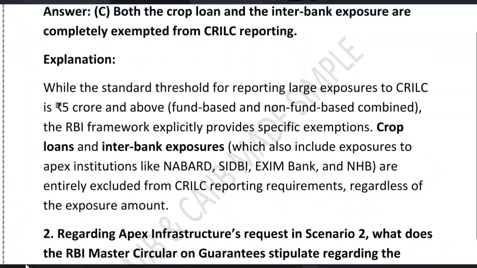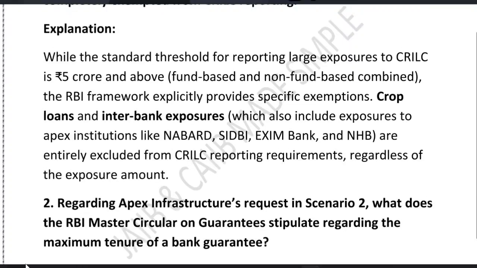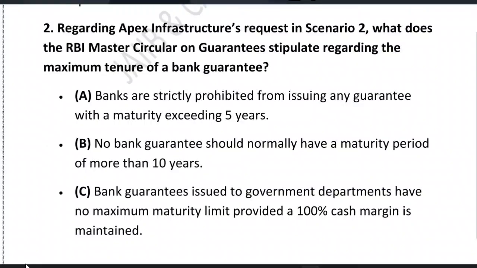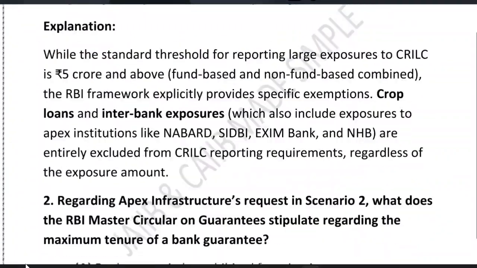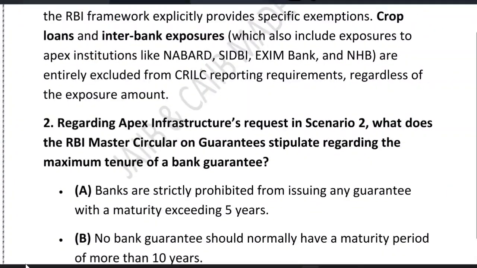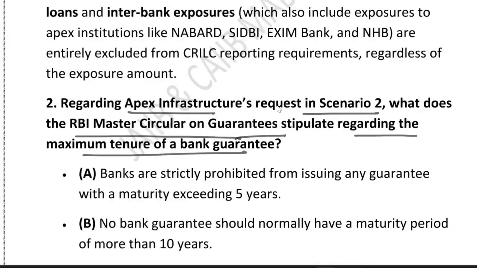Now, friends, have a look at the next concept that we have. The next concept is the 10-year limit on bank guarantee. That is what the question is based on. Let me first show you the scenario. In this particular question, question number two, which is part two of our previous question, the question is regarding the Apex Infrastructure request in scenario two. What does the RBI Master Circular on guarantee stipulate regarding the maximum tenure of a bank guarantee?